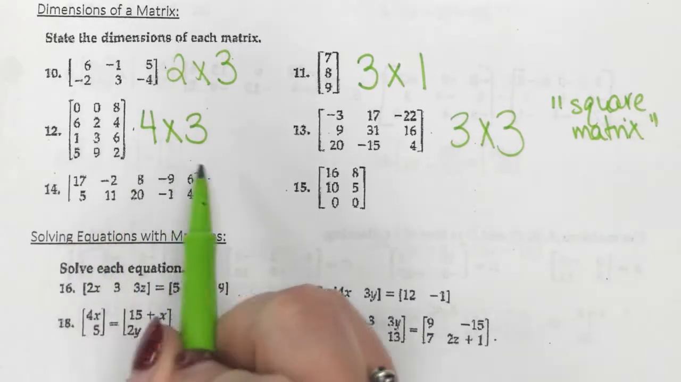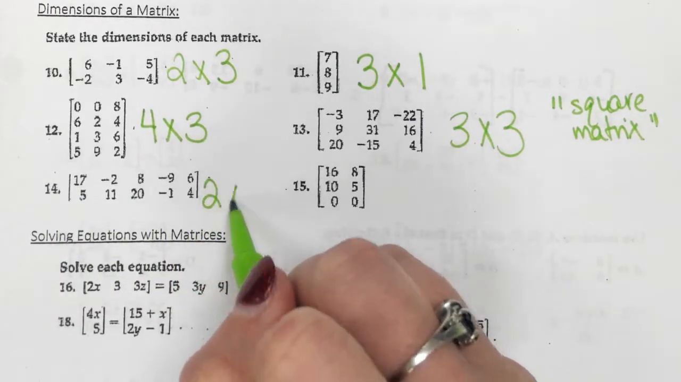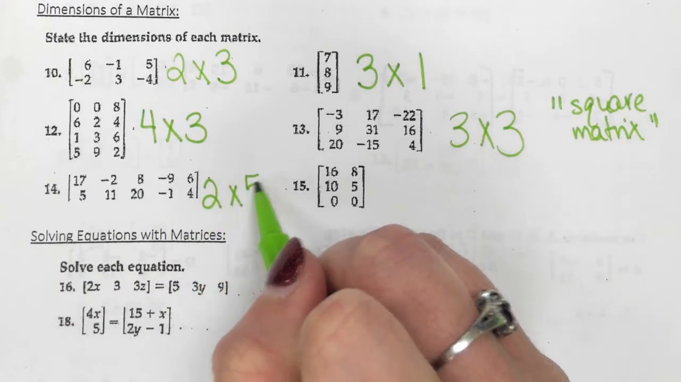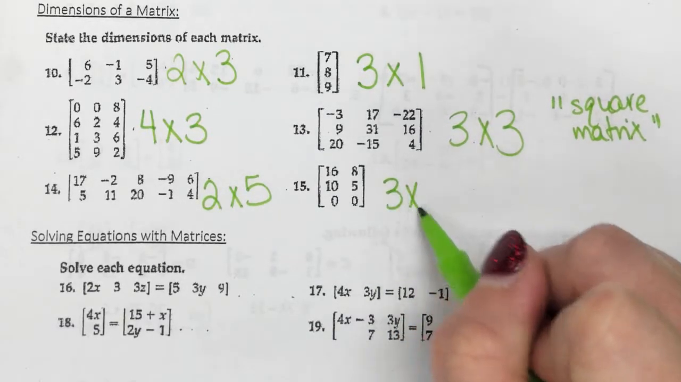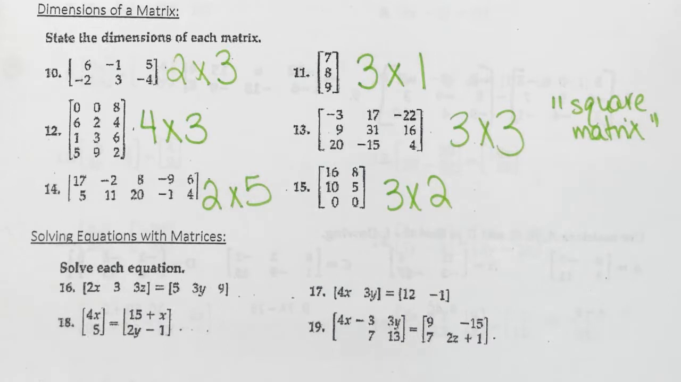All right, what about 14? How many rows? 2. And how many columns? 5. 1, 2, 3, 4, 5. Yep. All right, 15? 3 by 2. Congratulations, you just did your first learning target.